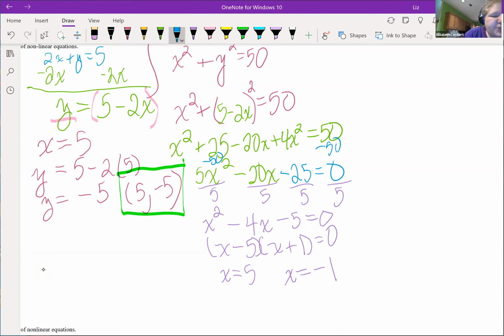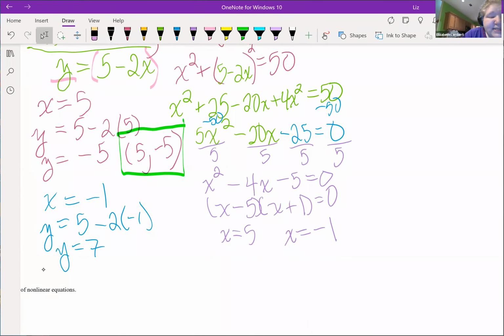Now, our other one, we're going to solve and figure out what the y value is that goes with x equals negative 1. So we have 5 minus 2 times -1 becomes plus 2, so we get 7. So when x is -1, y is 7. And there's our other ordered pair.